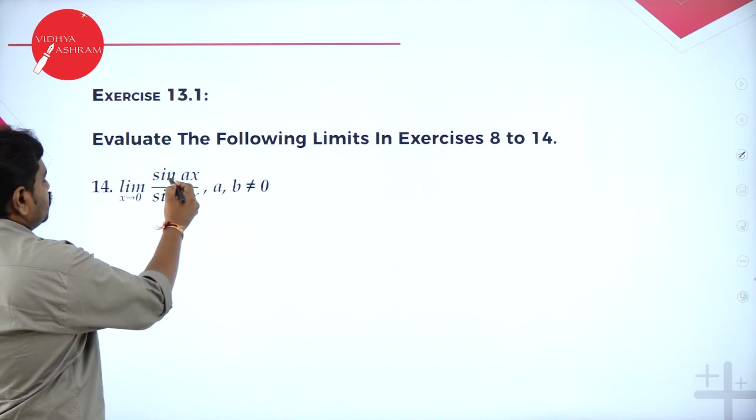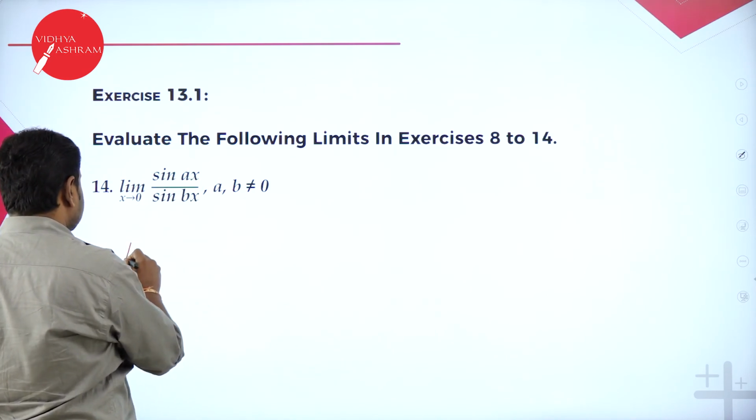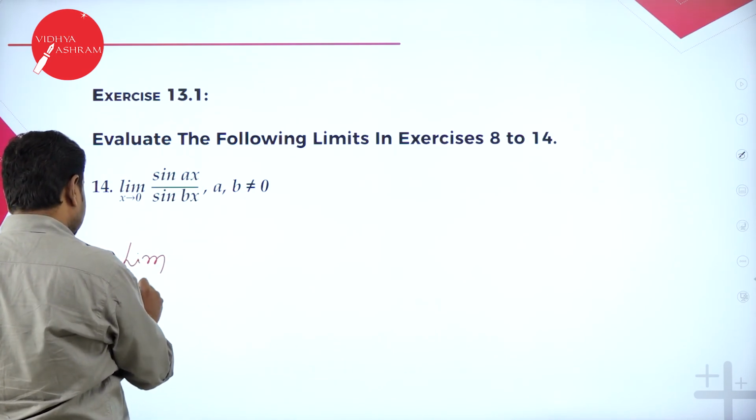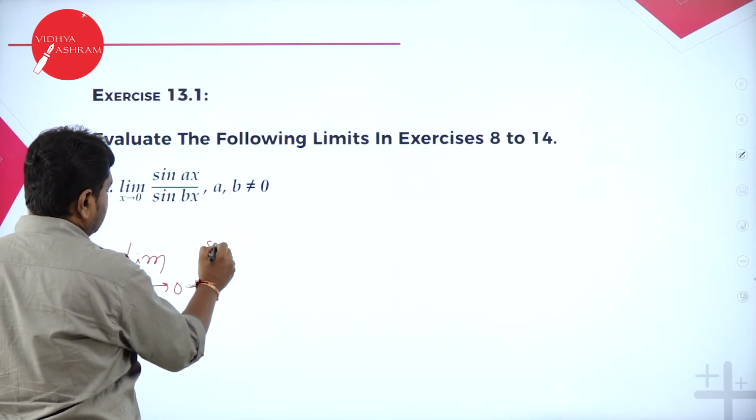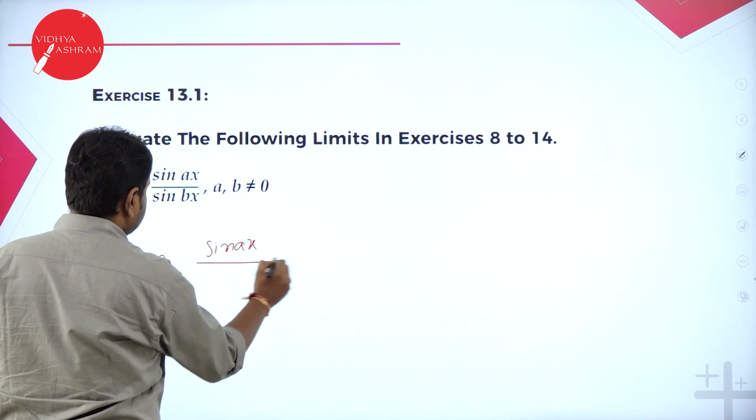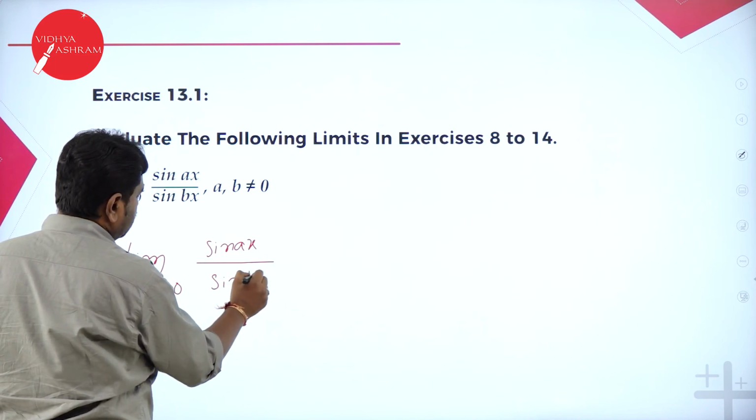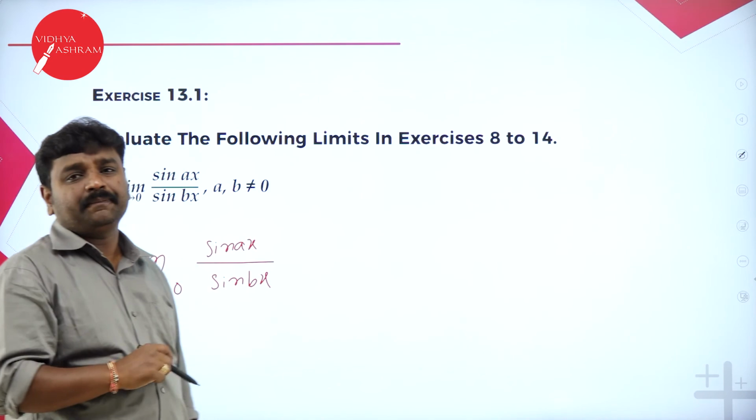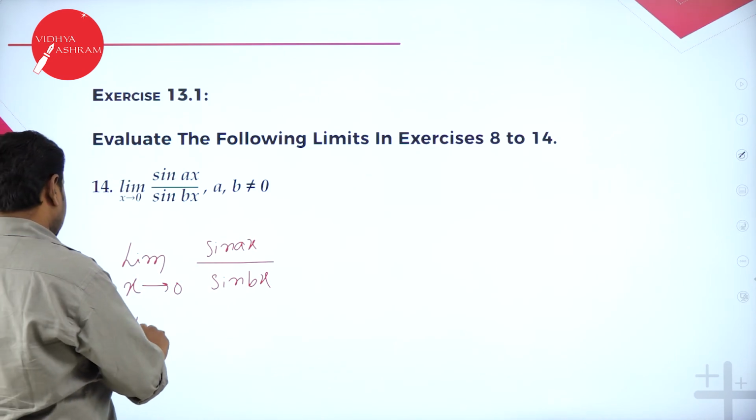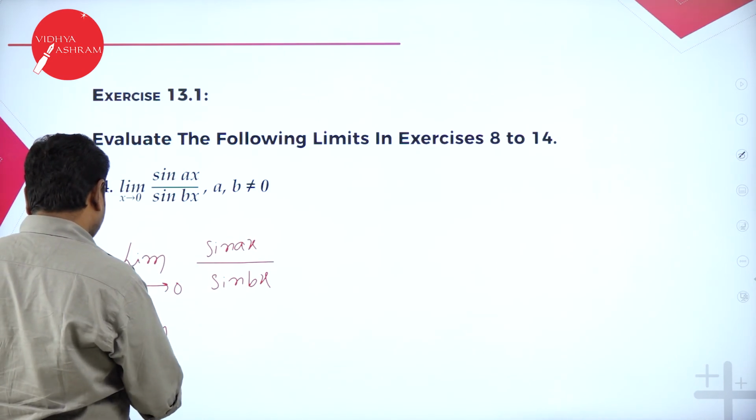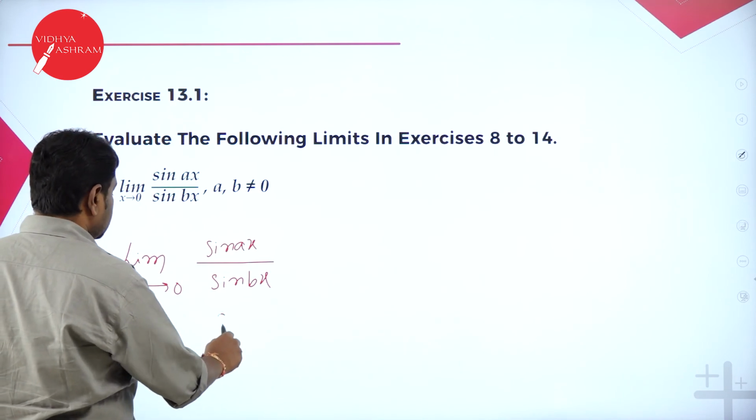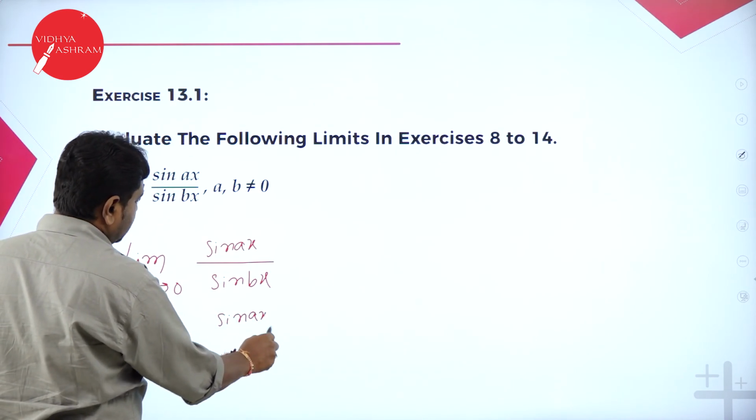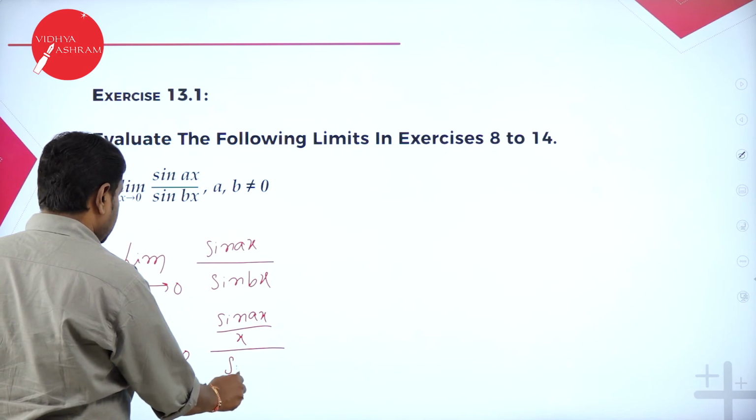Then limit x tends to 0 sin ax by sin bx. I can write it as limit x tends to 0 of sin ax divided by sin bx. This is the given problem. Now divide numerator and denominator by x. So I'll reduce it into standard form. So it becomes sin ax by x divided by sin bx by x.